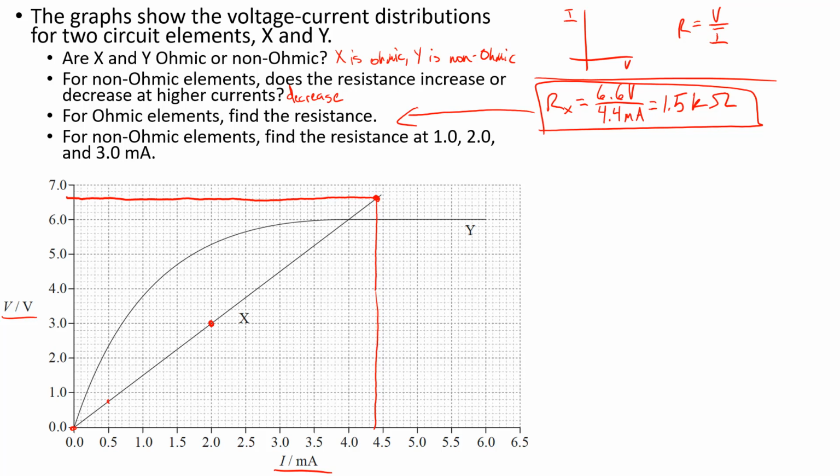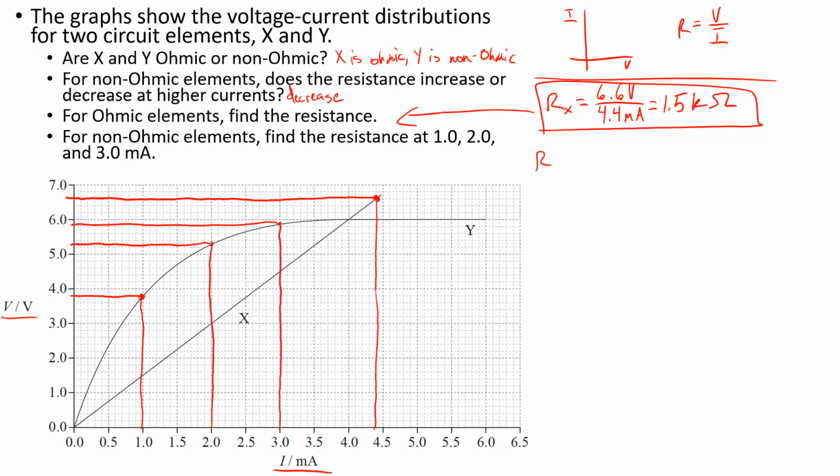Easy Ohm's law. For the non-ohmic elements, find the resistance at 1, 2, and 3.0 milliamps. Okay, so that's going to be for Y. Let's look at 1 milliamp. I'm going to just draw in these values here, 2 milliamps. My lines aren't perfect. And 3 milliamps.